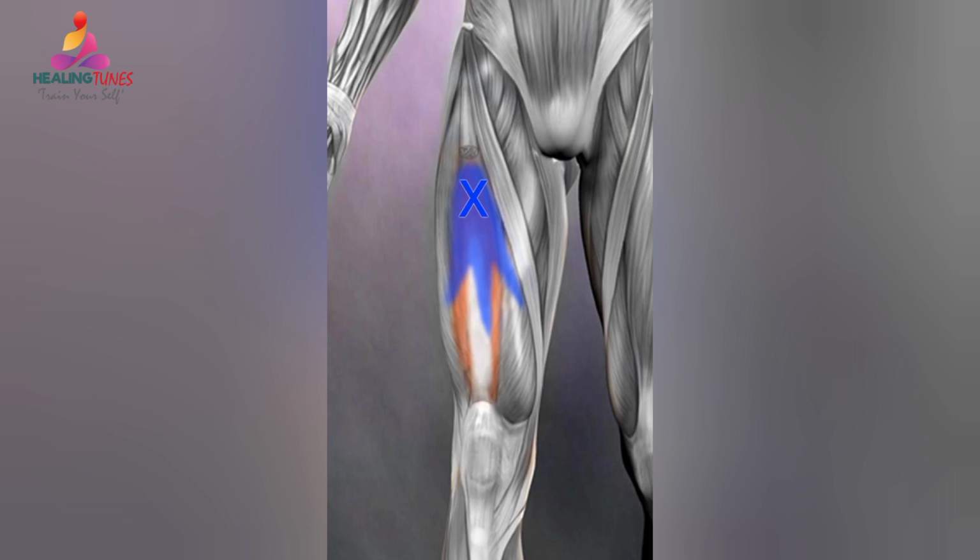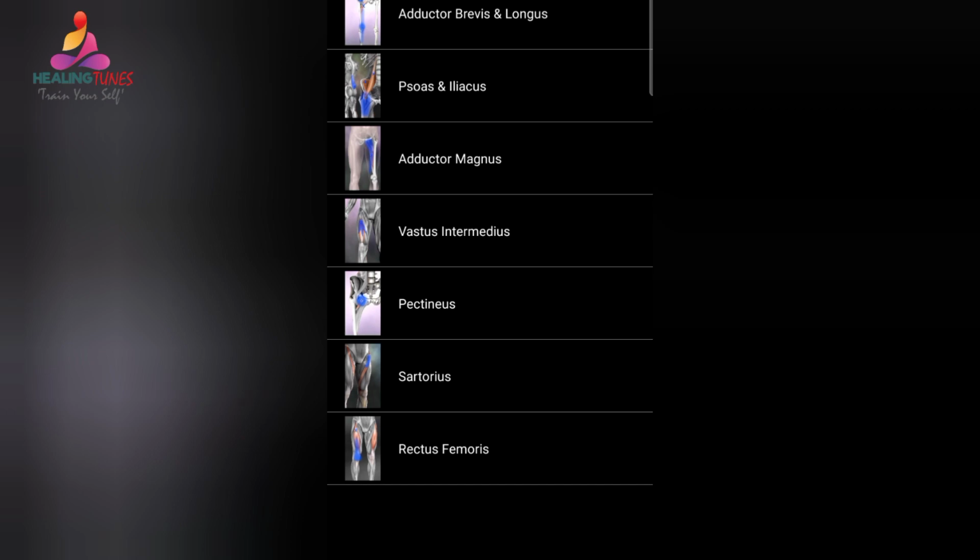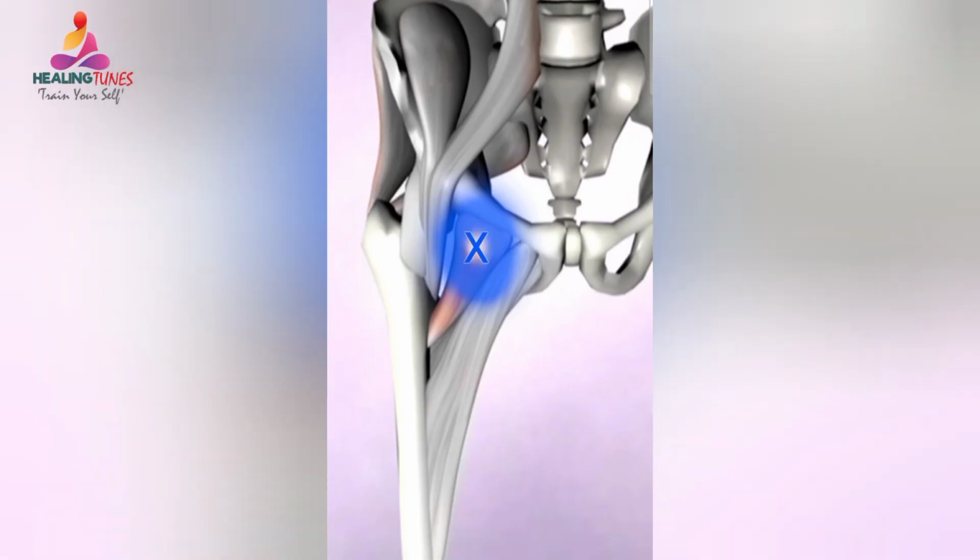Trigger points in this muscle can be difficult to access since they are under the rectus femoris. Next is the pectineus. These muscle trigger points refer to the anterior hip just inferior to the inguinal ligament. This muscle is considered the fourth adductor.